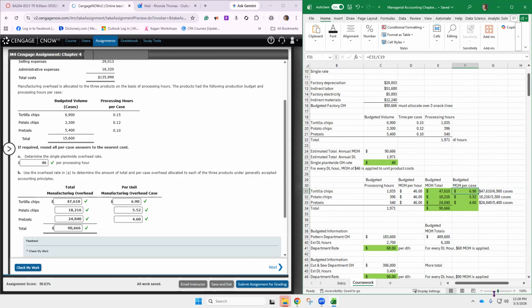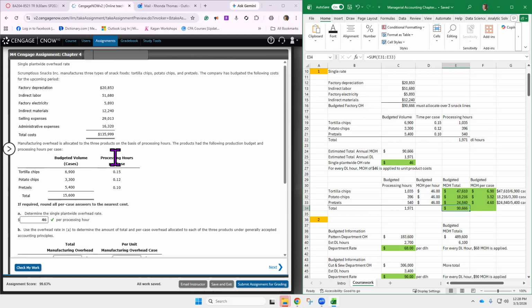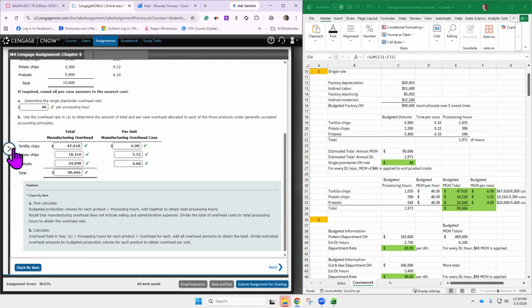I would always advise you, even if the problem doesn't, to keep in mind how much you're going to allocate, because when you're finished allocating, it should add up to the total. That is always a nice check figure to use, for the 90,666. Like I said, that was the first four, and you probably have different numbers than I do. So please start with adding up the first four and leaving out the selling and admin, okay? So there we have that.